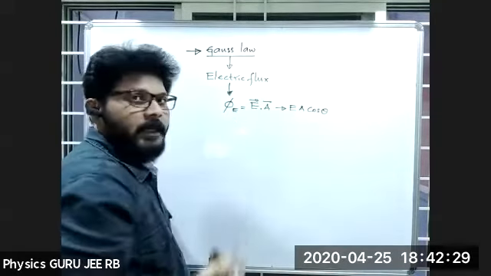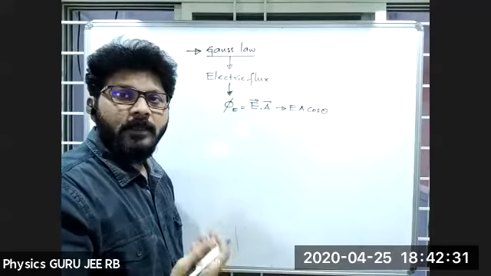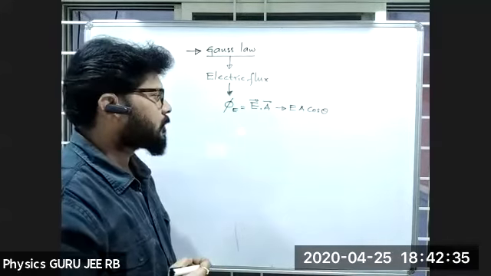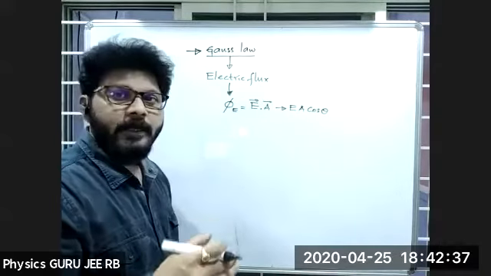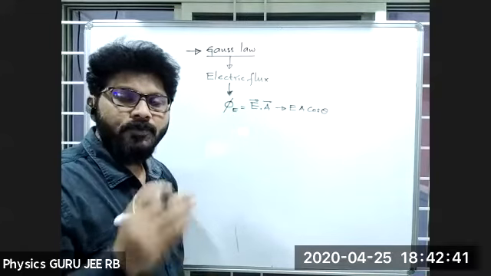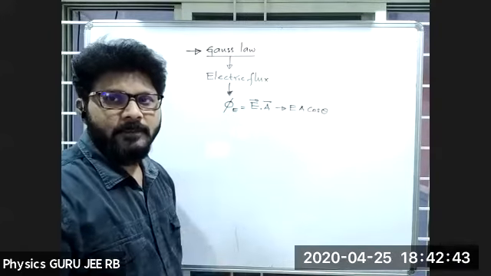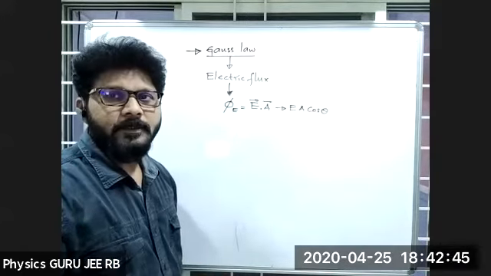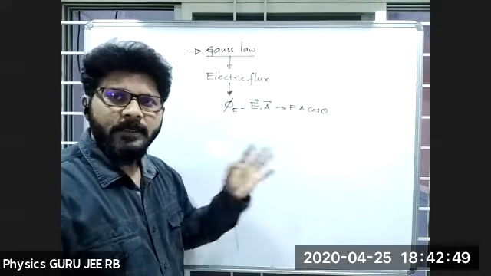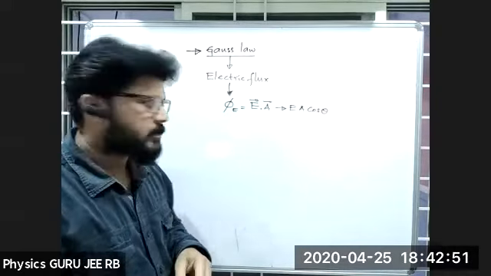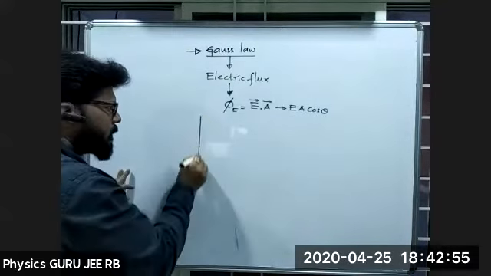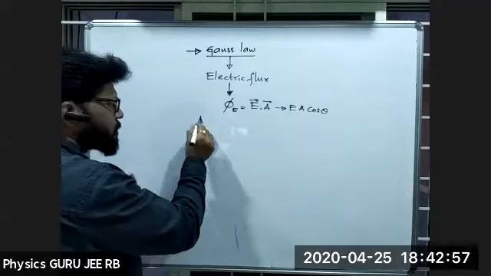But what is A? A is nothing but the area vector. Area, normally, is a scalar. Now how to show area as a vector? This is what's important. One should know how to show area as a vector. Normally area is a scalar quantity, right? To show area as a vector quantity, let me take it like this.